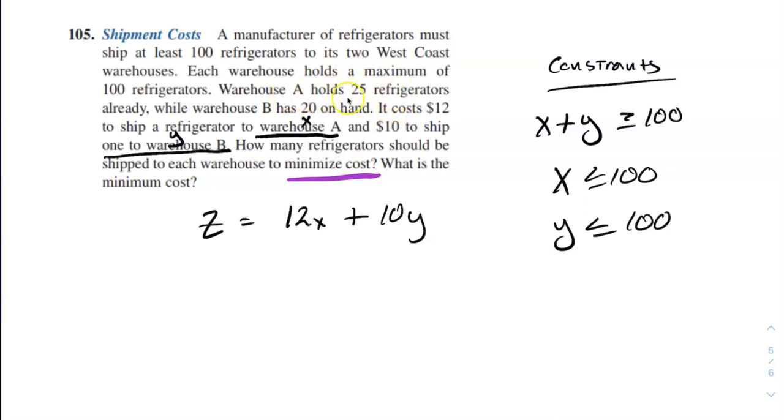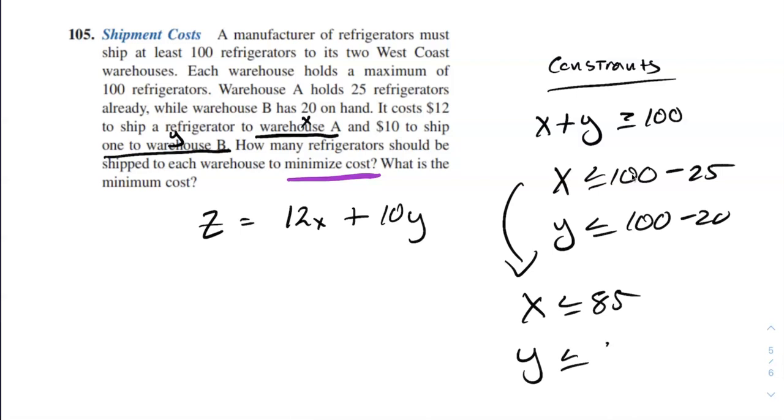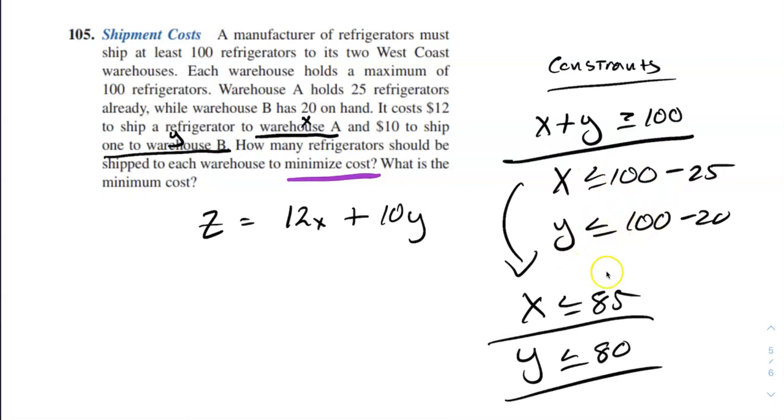Warehouse A holds 25 refrigerators already, warehouse B has 20 on hand. So actually it probably should be X is 100, but let's subtract off 25, and then Y is 100 minus 20. So really these should just be X is less than or equal to 85, and Y is less than or equal to 80, because they already have that many in hand. So those are my constraints. We have this one, we have these two. So those are my 3 constraints, and I have this optimizing function.